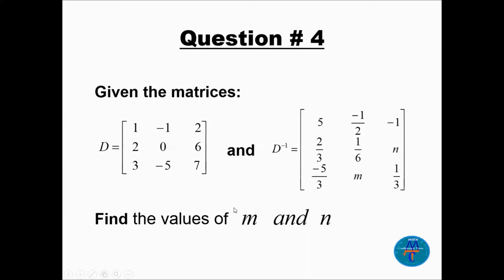So we have D, the 3 by 3 matrix. We have the inverse with two numbers missing. So I need the values of m and n. You can find the inverse of D for sure, but it will be very long. You can find the inverse of D and compare. You will find all these numbers and then you can find m and n. But I'll give you a shortcut, an easy way to do it.